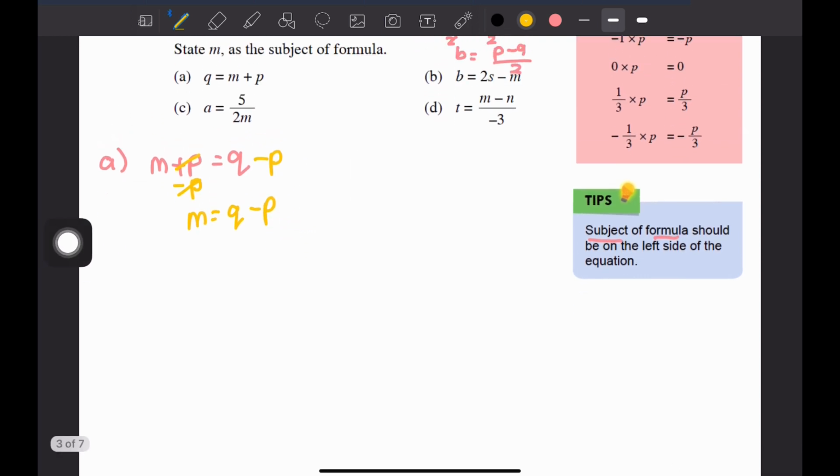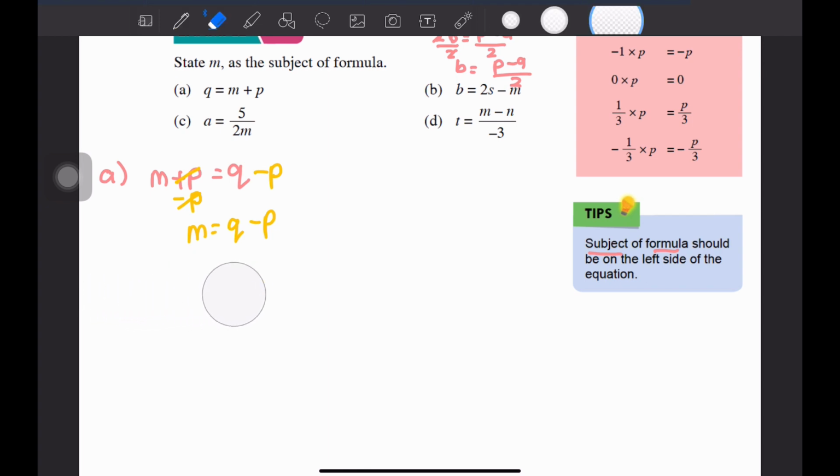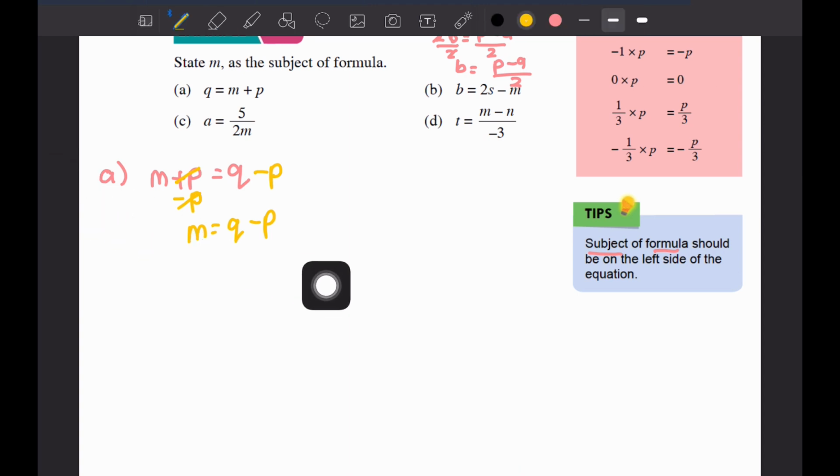Okay. B, 2S minus M. So please make sure 2S minus M is equals to B. So over here, okay, wait, before this, I told you if we are interested for M to be our subject, we write the M on the left side. That is the first tip. But for B, look, we want M.